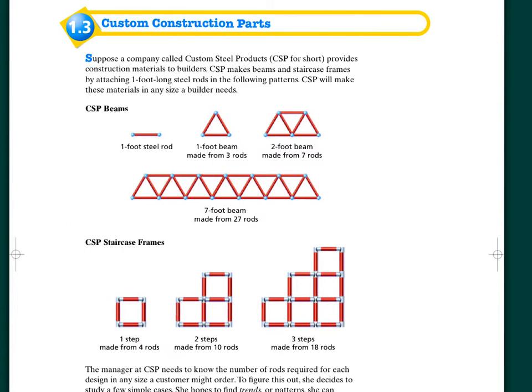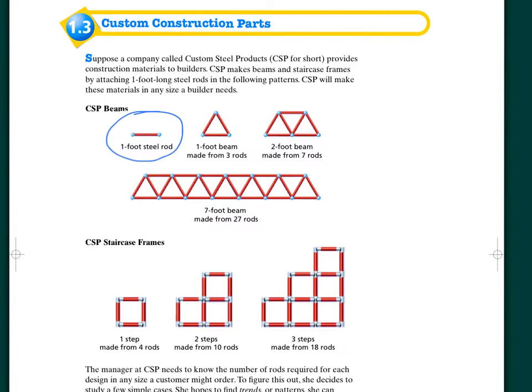So next, students investigate problem 1.3, and they're introduced to a company that builds things out of steel rods, like these steel rods right here. Now, they build 2 types of things. They build beams out of those rods and staircases. So the beams are made out of these rods welded together in triangular patterns, and you can see the patterns shown here in the book. And students are asked to look for patterns as this data is put into tables.